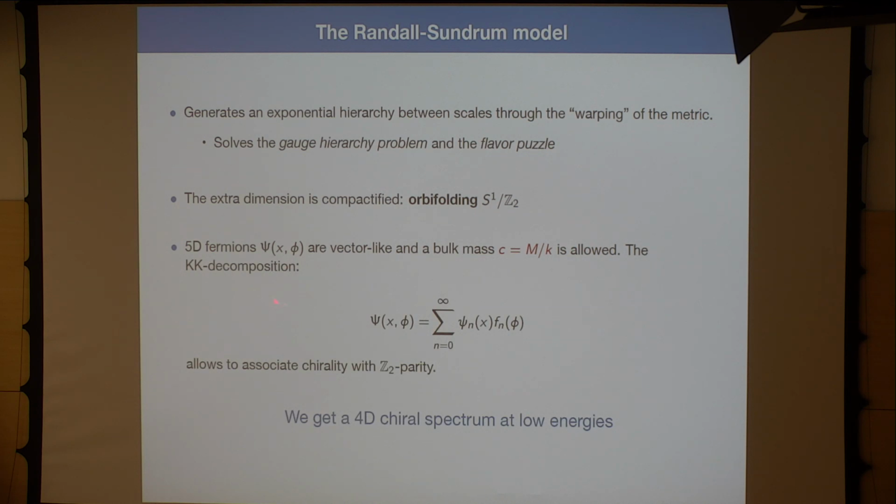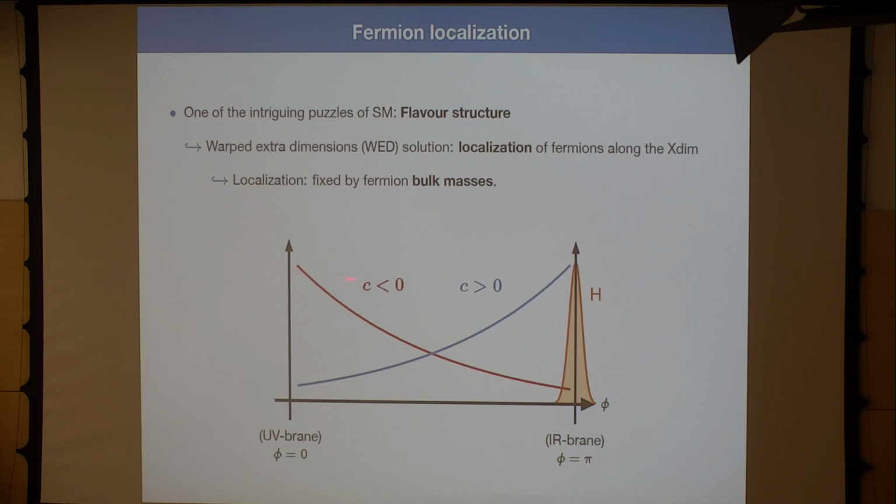Now we use this KK decomposition, and we can associate chirality with the Z2 parity of our fields. This allows us to go from the 5D vector-like theory to an effective chiral theory in four dimensions. This c parameter is now fixing the localization of the fermions along the extra dimension. The fermion zero modes will be our standard model fermions. If we set the Higgs to be on the IR brane, this localization is what gives the mass to the fermions. So just by small changes in this c parameter, we could get the whole hierarchy in the fermion masses.